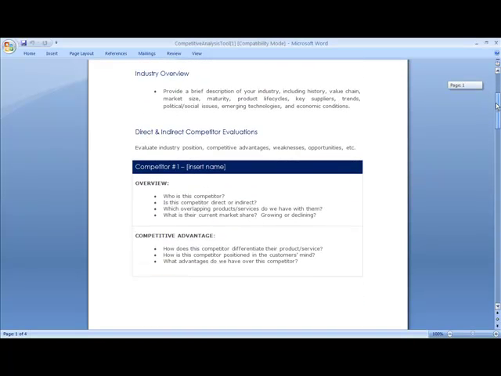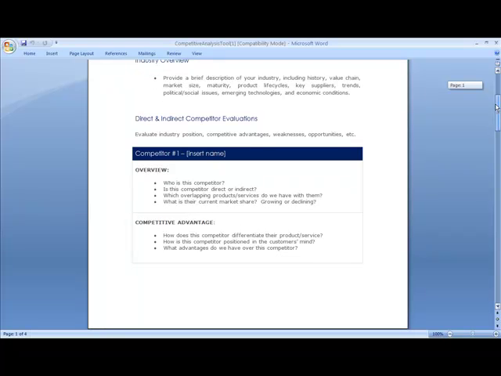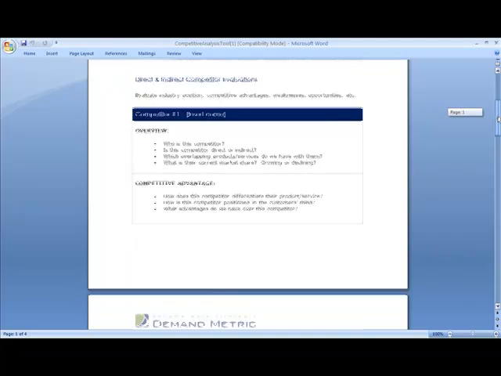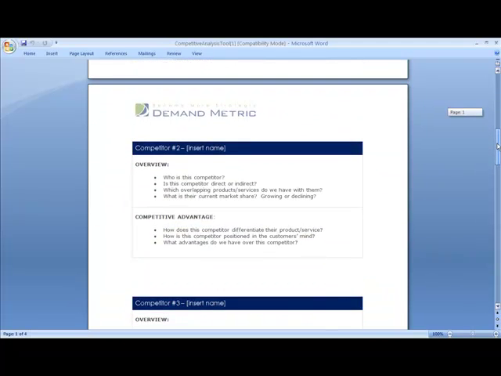evaluations, where you just list who the competitor is, what overlapping services they have, what is their market share, are they growing or declining, what is their competitive advantage that they're putting into the marketplace there, what are some things that you can learn about this competitor to perhaps improve your products.